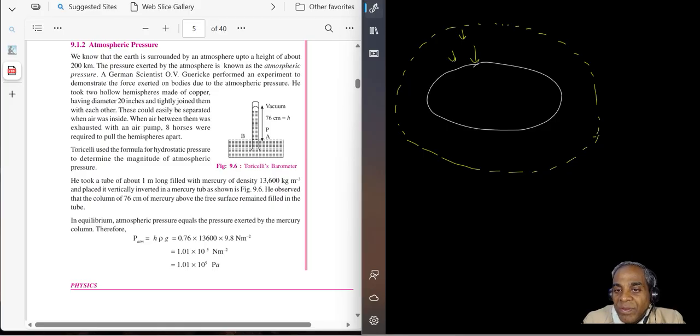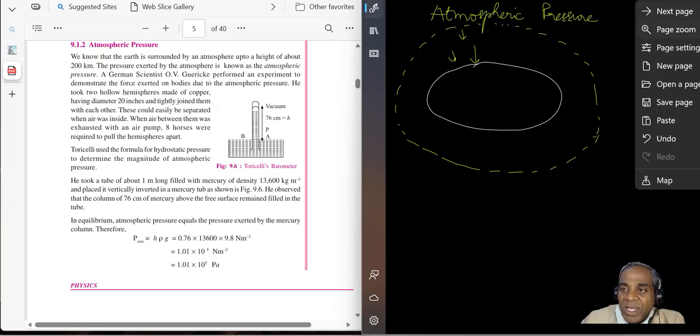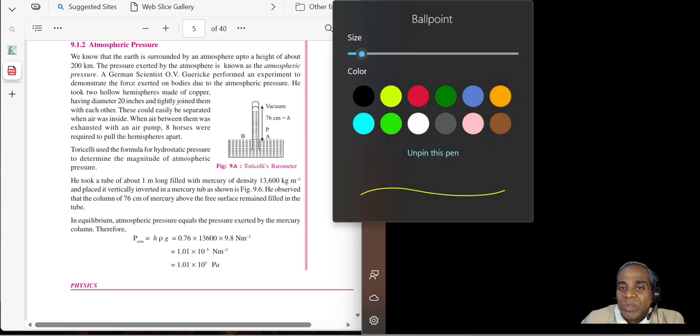So at the surface of the earth, what is the pressure due to the entire envelope of the atmosphere above it? That is what we are interested in, and that is what we define as atmospheric pressure. So what is atmospheric pressure? Atmospheric pressure is nothing but the pressure exerted by the air envelope surrounding the earth. And at the surface of the earth, what is the pressure due to this atmosphere? That we need to understand and find out. So let us do that.